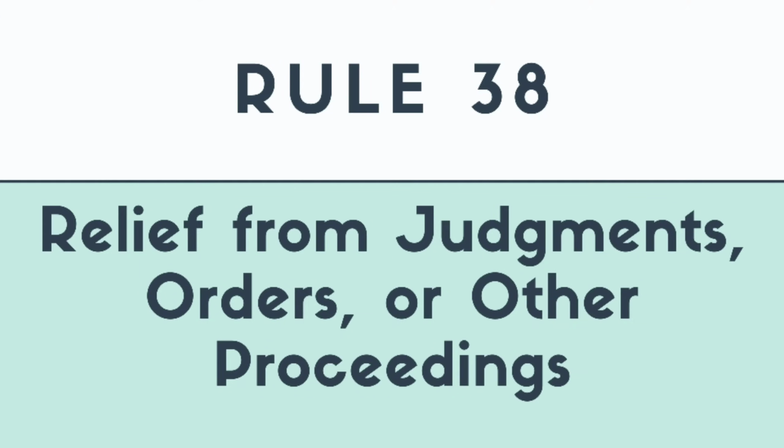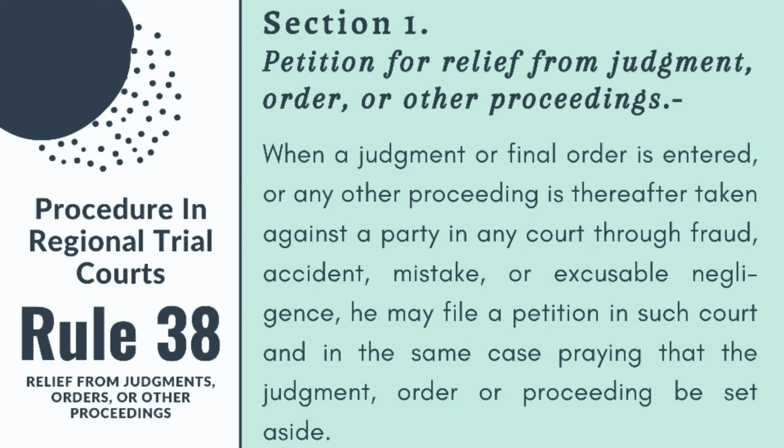Rule 38. Relief from judgments, orders, or other proceedings. Section 1. Petition for relief from judgment, order, or other proceedings. When a judgment or final order is entered, or any other proceeding is thereafter taken against a party in any court, through fraud, accident, mistake, or excusable negligence, he may file a petition in such court and in the same case praying that the judgment, order or proceeding be set aside.